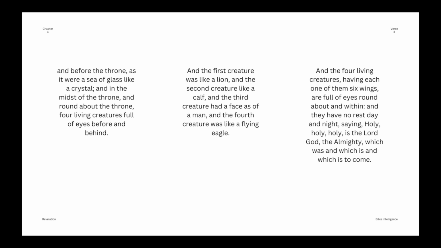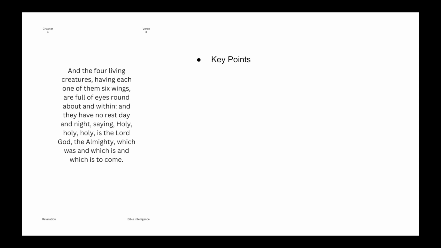Now, I wanted to get all three of these verses out here because we've got these four creatures now, and it's like, what's happening? So there's four of them. They've got eyes everywhere. The one looks like a lion, the one's like a calf, the one's like a man, the one's like an eagle. They've got 6 wings, like I say, and even the wings are all covered in eyes, and they're saying, holy, holy, holy. So let's break this down. Okay, we have the key points. There's 4 of them: lion, calf, man, eagle. 6 wings, full of eyes, and they say, holy, holy, holy.